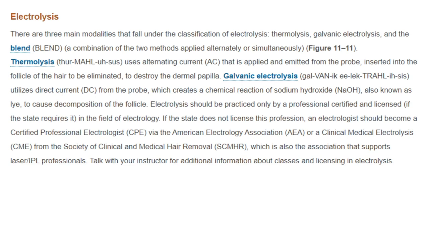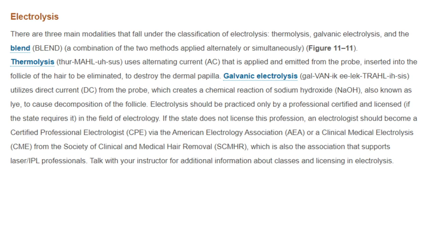Thermolysis uses alternating current, AC, that is applied and emitted from the probe, inserted into the follicle of the hair to be eliminated, to destroy the dermal papilla. Galvanic electrolysis utilizes direct current, DC, from the probe, which creates a chemical reaction of sodium hydroxide, NaOH, also known as lye, to cause decomposition of the follicle.